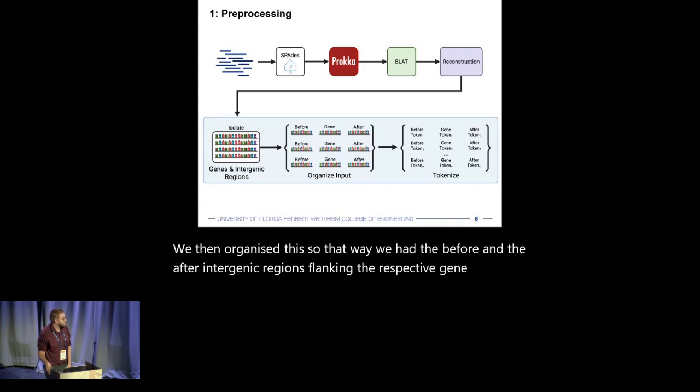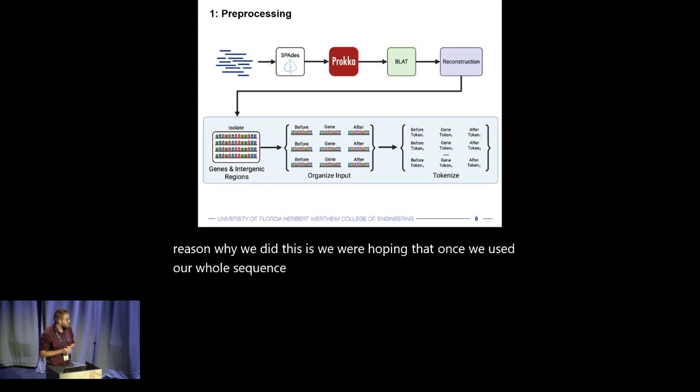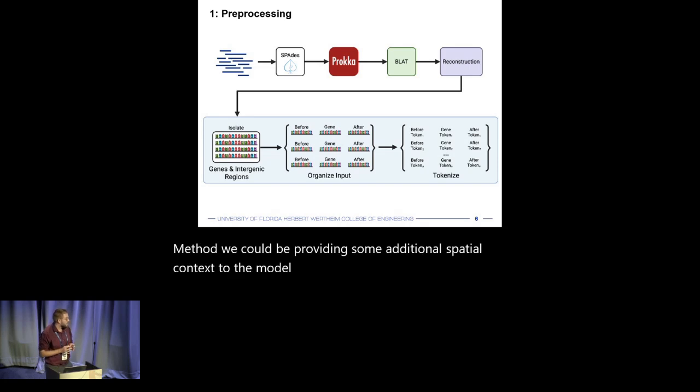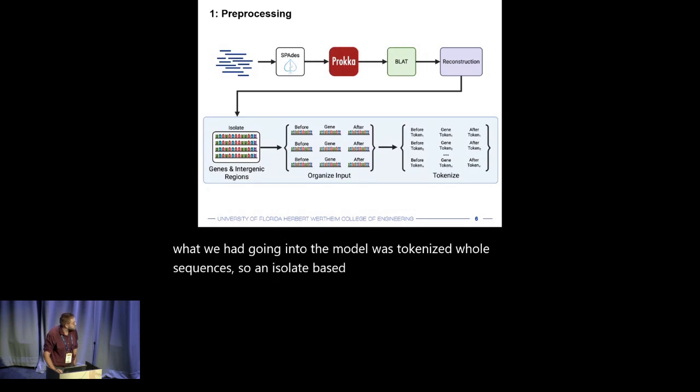The reason why we did this is we were hoping that once we used our whole sequence tokenization method, we could be providing some additional spatial context to the model. And hopefully the model would learn any relationships between the intergenic regions and the genes that may confer resistance to a given antibiotic. You can see in the rightmost portion that's essentially what we had going into the model: tokenized whole sequences, so an isolate-based sequence of tokens.